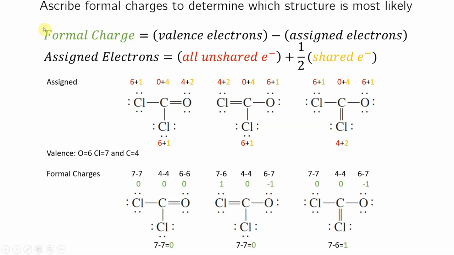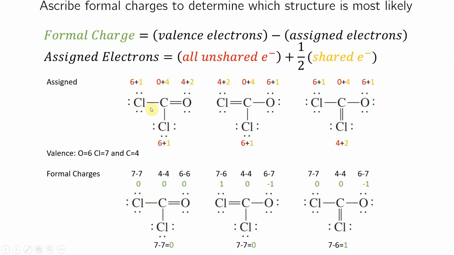And I'm going to find here in green, the formal charge is going to be, for each atom, the valence electrons for each atom minus how much electrons I actually gave it. Okay, how do I know how many I gave it? This is how we get it. Assigned electrons are all the unshared electrons plus half of the shared stuff. Okay, let's go over this example and it will make much more sense, I think.